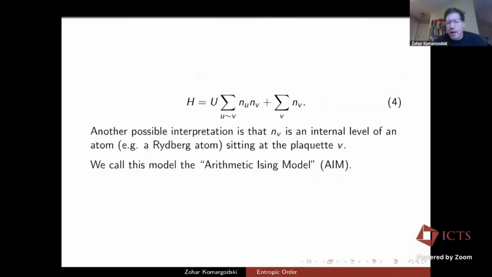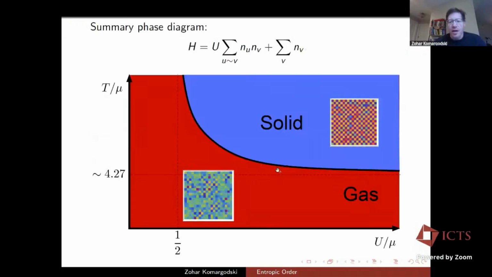Okay, so this model has not yet been realized experimentally. I believe some people might try in the future. So maybe this n will be realized as an internal level of some atom. Maybe this would be a more natural realization. And anyway, we call this the arithmetic Ising model because it has no negative integers and it's very similar to Ising. Okay, so here is the result of simulations, and then I'll explain what the hell is going on.